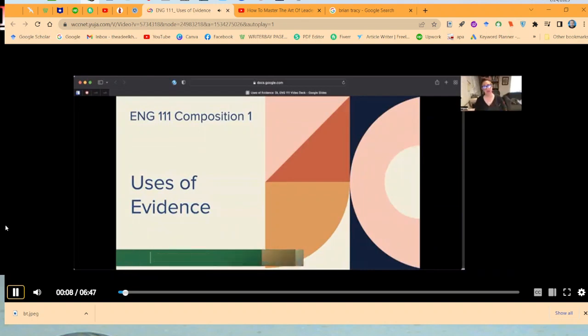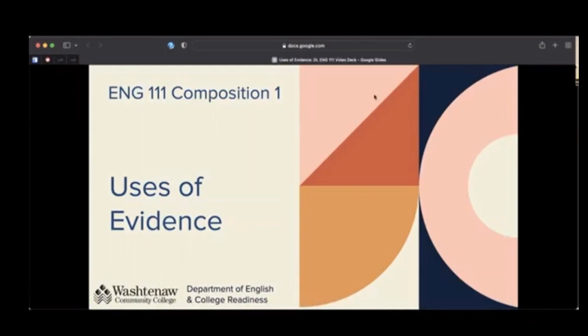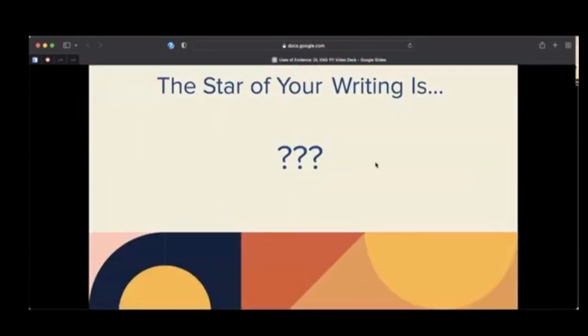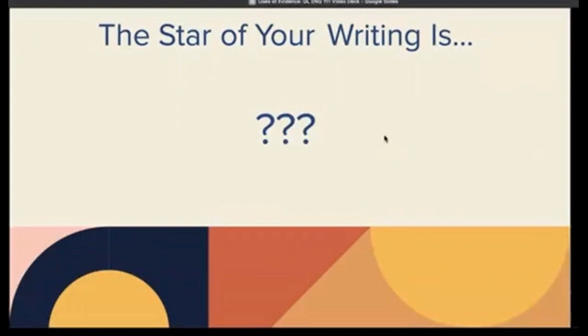Today, we're talking about the uses of evidence in our writing. The first question to think about before you start picking out what you're going to present in your writing is, what is the star of your paper? What's the star of your writing?